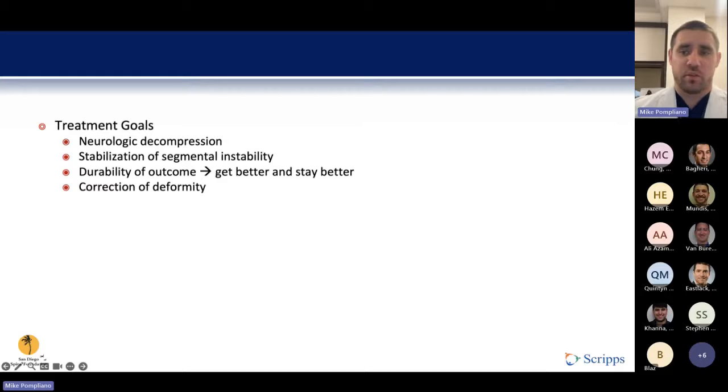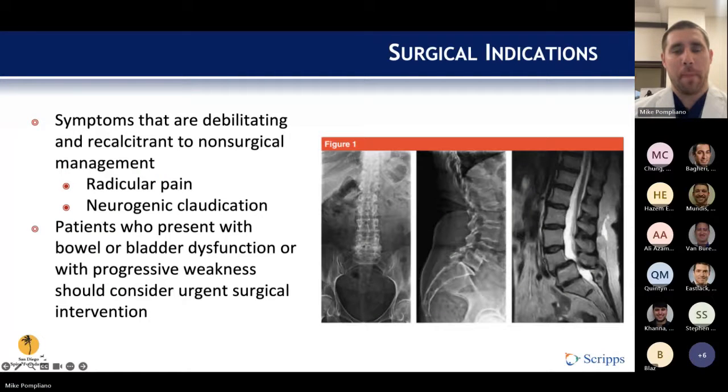And then this is also a segmental kyphotic deformity. So you want to correct the deformity at the affected segment as well as keep in mind the global alignment, and make sure that you're not causing, or that you are fixing, any global deformity that's present. Surgical indications are similar to other diseases that we treat: symptoms that are debilitating and recalcitrant to non-surgical management, specifically with respect to radicular pain and neurogenic claudication. Patients who present with bowel and bladder dysfunction or progressive weakness should consider urgent surgical intervention.